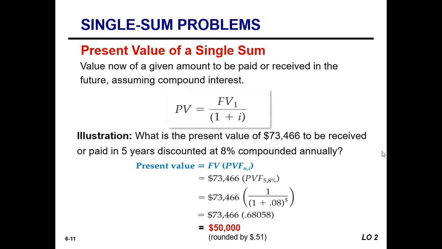So we see the numbers plugged in here. 73,466, and then 1 divided by 1 plus the interest rate to the number of years, the factor that gives us, and this is the factor that we would see on the present value tables. So that would equal 50,000 if we take away that interest.